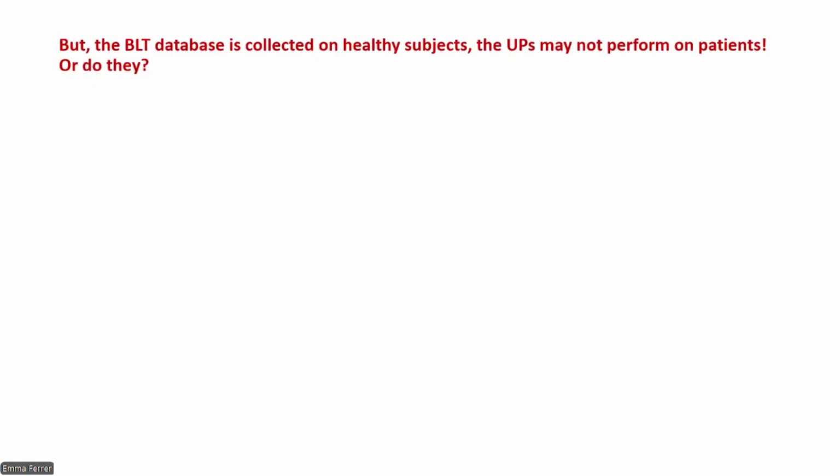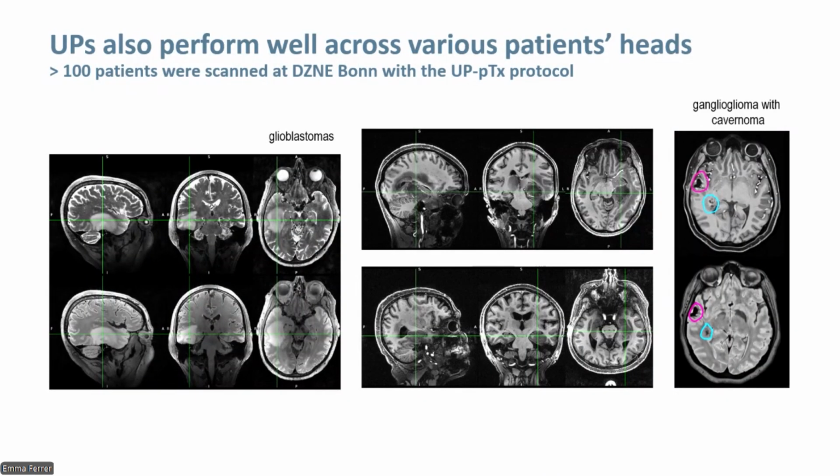But you may ask, the pTx database is collected on healthy subjects, so the universal pulses may not perform on patients, or do they? Well, so far they worked on patients pretty reliably, and more than 100 patients have already been scanned with these protocols. The only times when the scans didn't work out well, it was rather due to patient-specific motion and not B1.